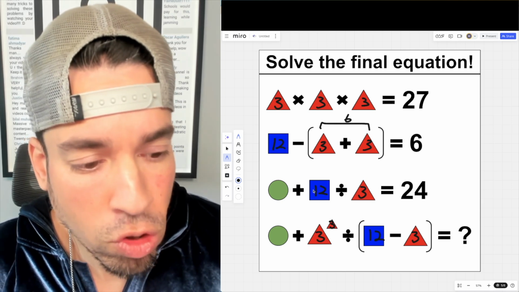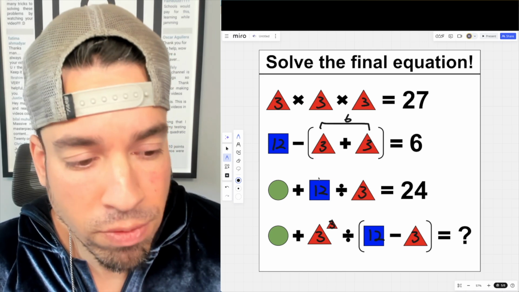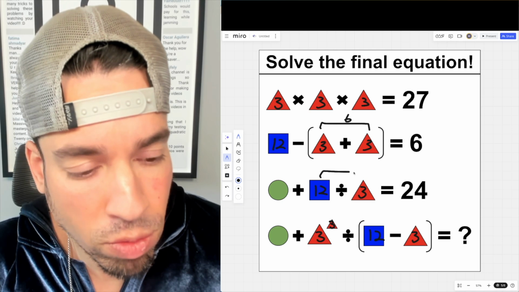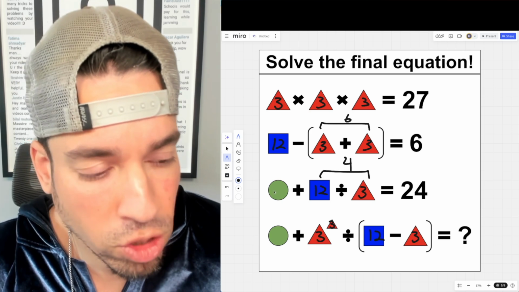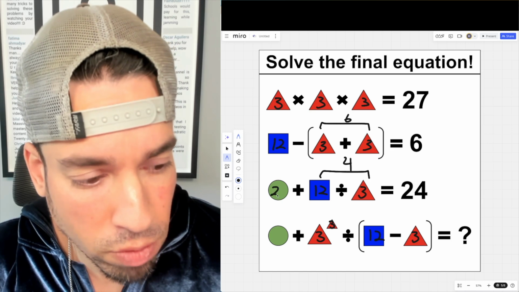Next, we've got circle plus square divided by triangle is 24. So order of operations says we have to do division first. 12 divided by 3 is, of course, 4. So what is circle? Circle plus 4 is 24, which means green circle is therefore 20.